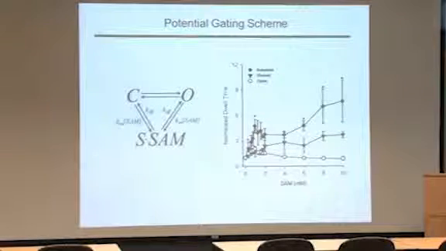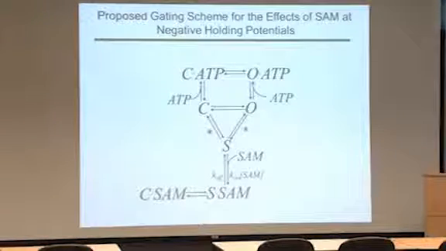If you remember, I pointed out there was a small hump in those amplitude histograms in the control state that suggests there was a substate. Now some of those were due to kinetic limitations of our system, that we just couldn't resolve the very brief openings. But some of those were actually real. And it seemed to be that state that SAM was binding. So we ended up with this type of gating scheme.